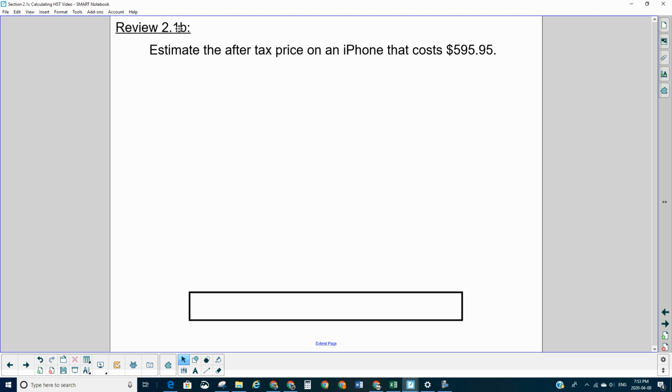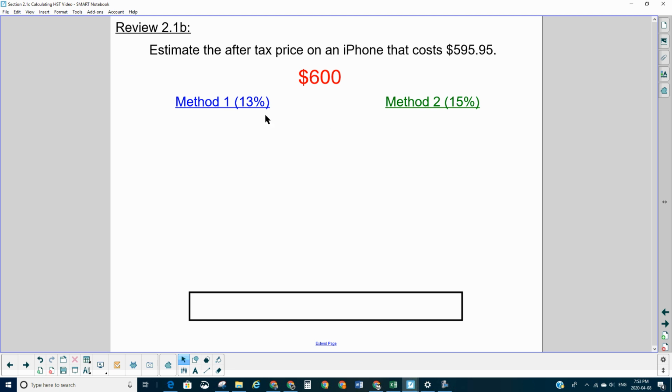In 2.1b, we estimated the HST on different objects or different prices and calculated the after-tax price. So how much it would actually cost once the tax has been included. When we did this before, we were only estimating. So instead of doing $595.95, we chose a number that would be easier to do the math on, like $600. And there were two methods that we explored in the last video, 13% or 15%.